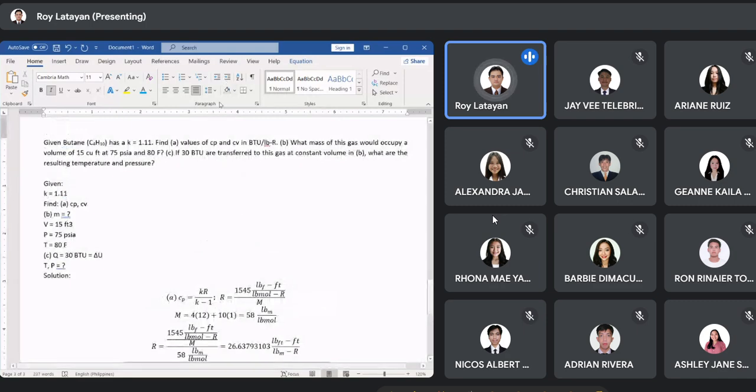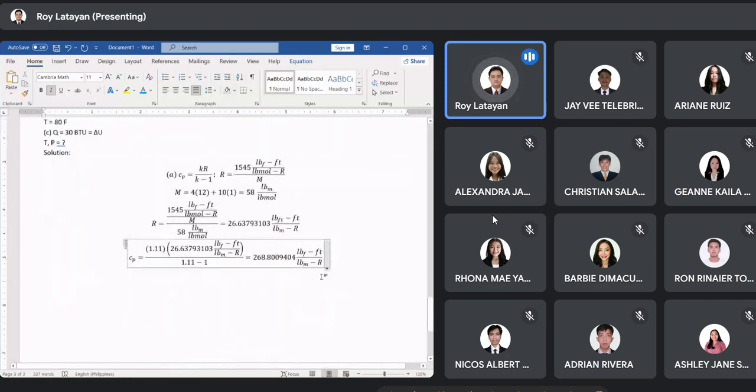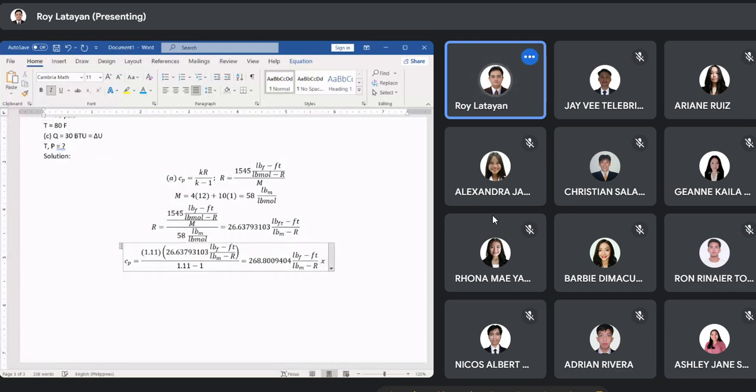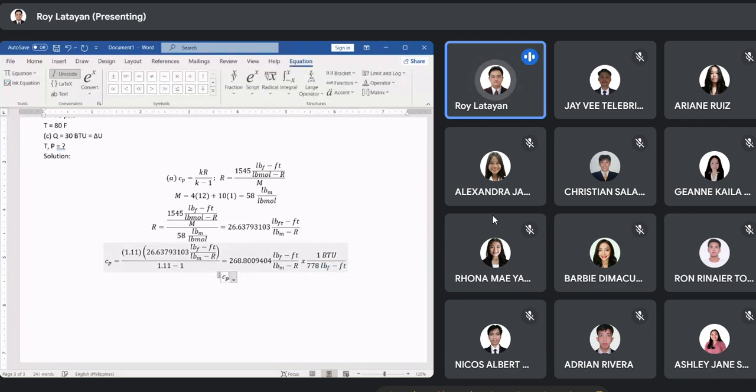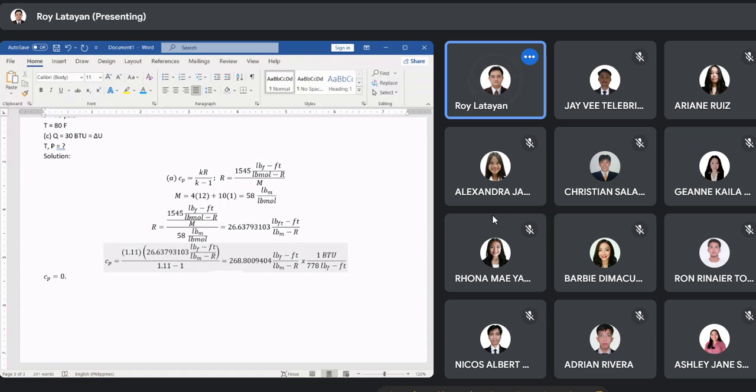So, I added this, I made it BTU per pound. So, what will you do? We simply multiply by 778 pound force feet divided by 1 BTU. Then we have the value of our CP as 0.455024941 BTU per pound mass Rankine. Just react if the value is correct.